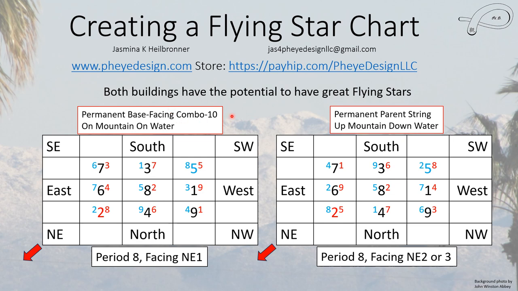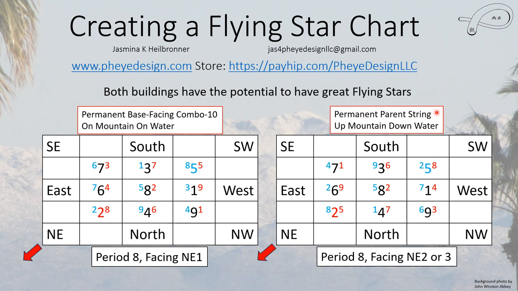You simply cannot have a missing sector. You can have a weakened sector that is somewhat of the sector there, not all of it. It does weaken the combo 10, but it's better than not having it. I mean, if it's missing, your combo 10 is destroyed. So this is why a lot of feng shui people like to have a rectangular or a square house, because you get the biggest bang for the buck.